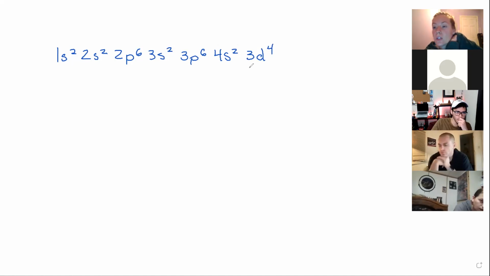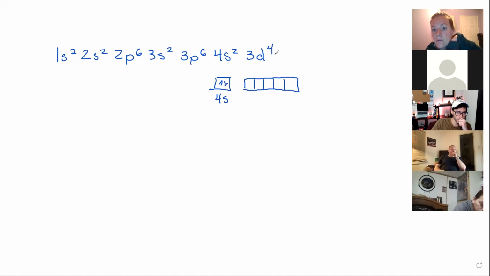I'm going to draw the boxes just for these last 2. These are all full, so I don't think you need to see me draw those. But we've got our s here, specifically our 4s, and there are 2 electrons currently in there, and then the d, which would have 5 boxes.